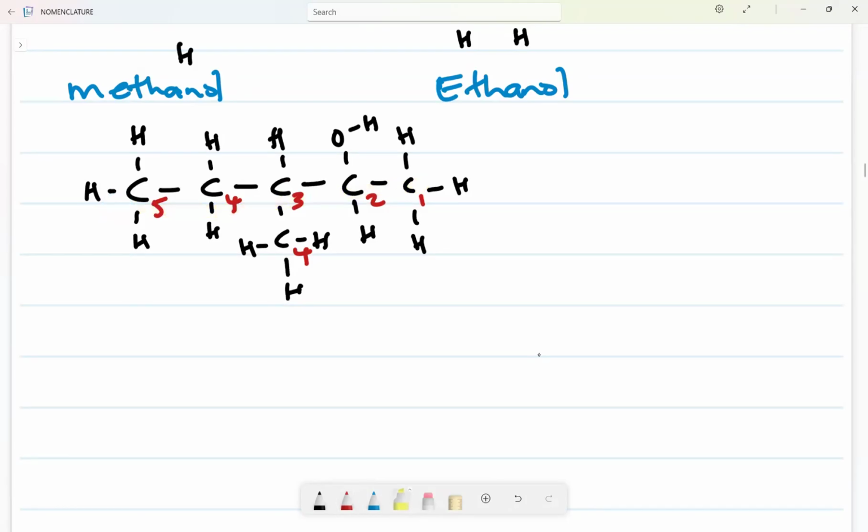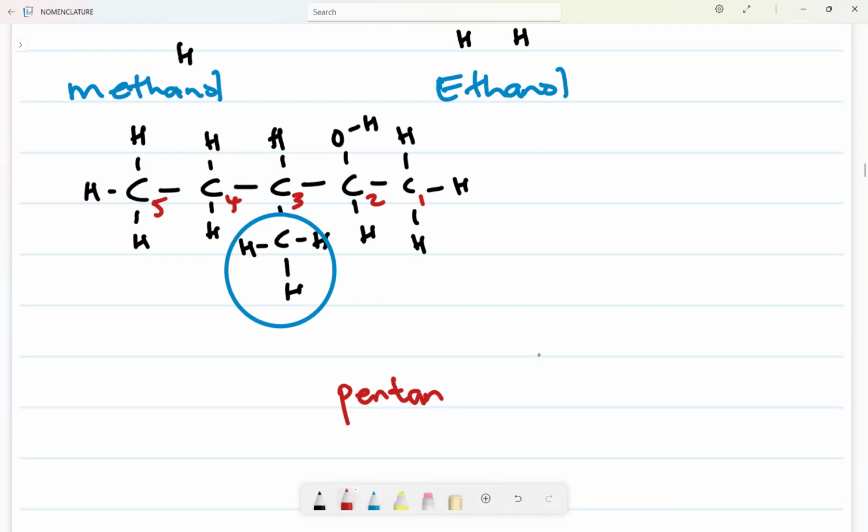So I'll just erase this one. You are not the longest chain. But what will this be? This will be a branch. Can you see that? So when I name, I'll say my longest chain is 1, 2, 3. Can you see now my number of carbons is 3 or more, so I can start numbering. The longest chain is pent. But I won't just say pent, I'll say pentan.